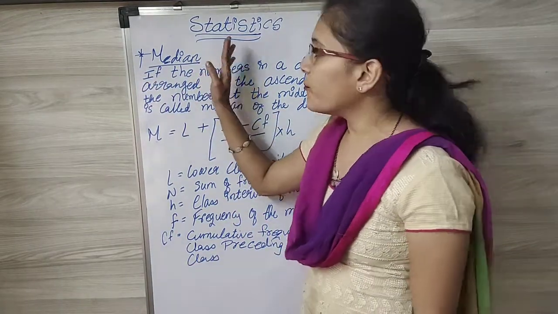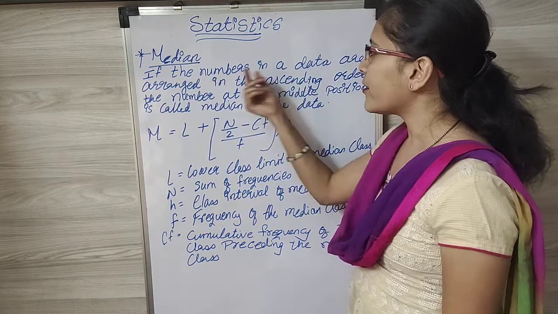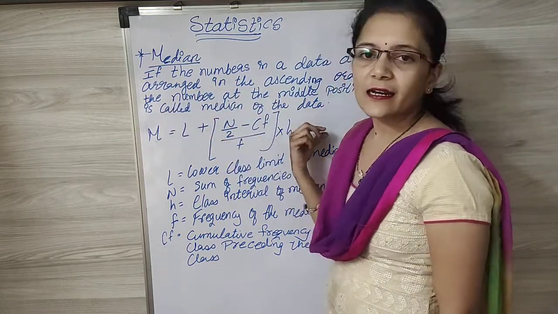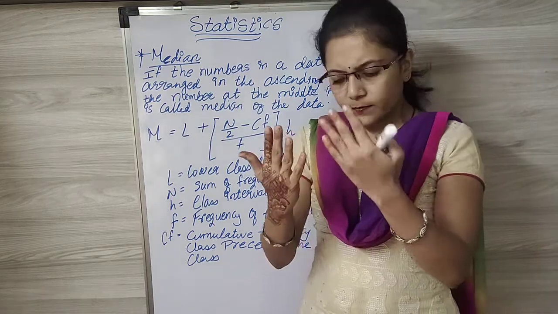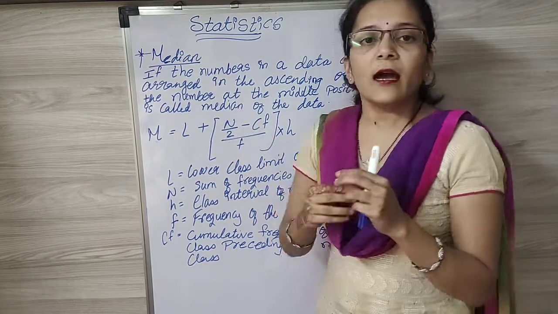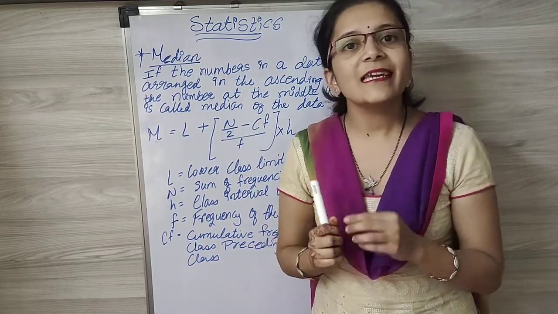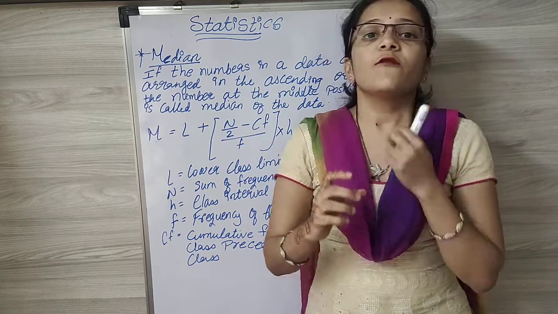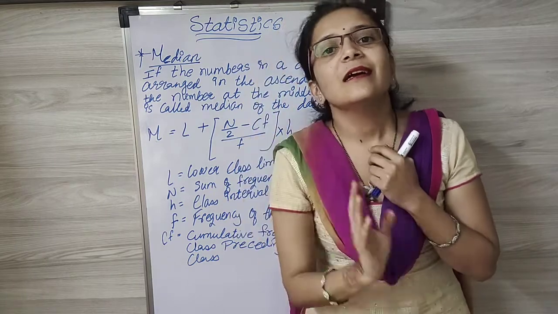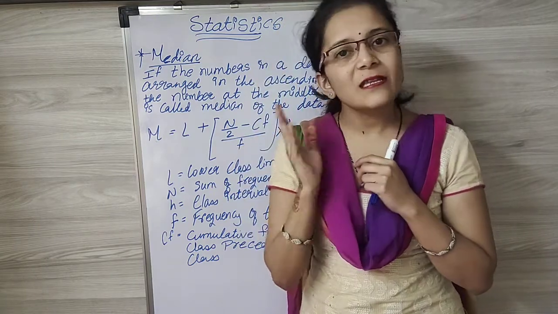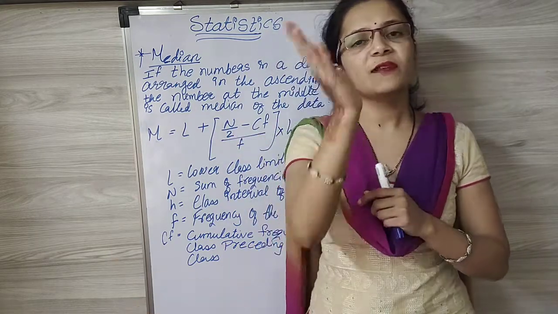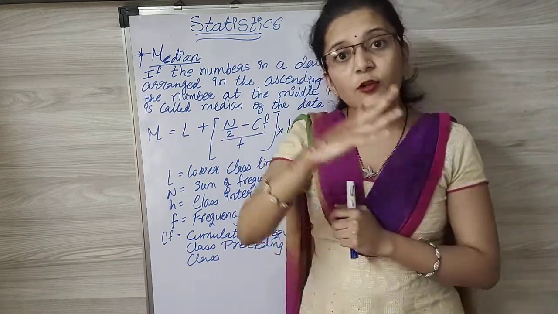Now what is median? If the numbers in the data are arranged in ascending order, the number at the middle position is called the median of that data, right? After collecting the data, we have to arrange it in ascending form. Ascending form means we start from the small number to the largest number. And descending means we start from the largest number to the smallest number.